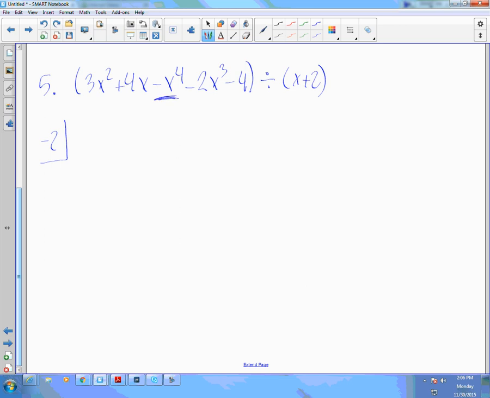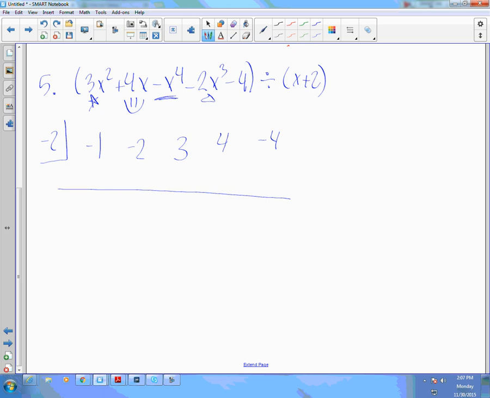We need to make sure to write down in order. So x to the 4th, that coefficient is negative 1. X cubed, what's that coefficient? Negative 2. Then I do my x squared, what's that coefficient? 3. Then I do my x to the first, which is 4. And then I do minus 4. And I always try to leave some space between them, so there's plenty of room and I don't get confused what numbers where.